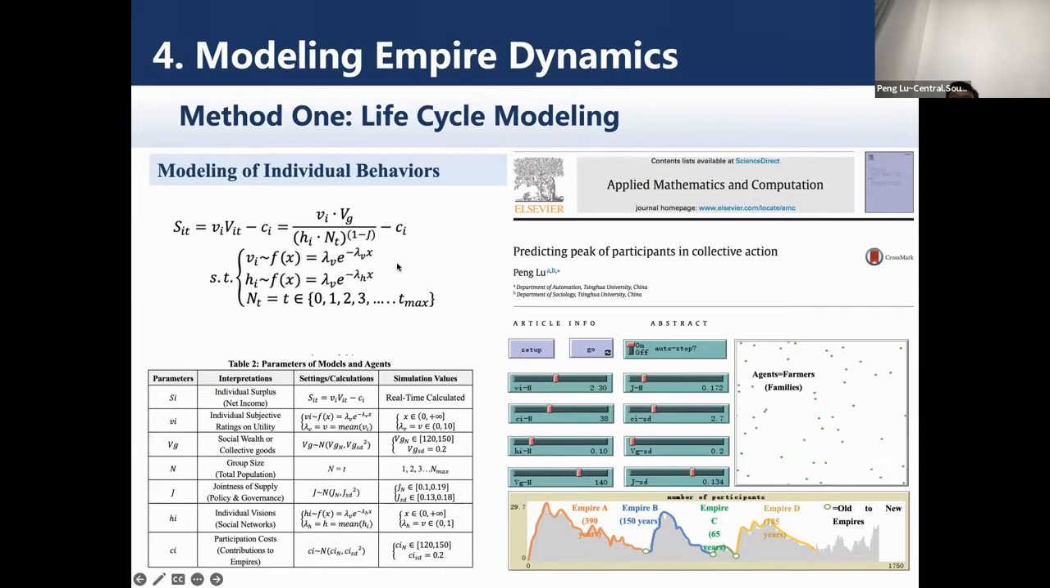We have three methods to model the empire dynamics in Chinese history. The first one is life cycle modeling. Obviously, we borrow the ideas of life cycle modeling of online collective actions. At the same time, we add some new parameters, but the fundamental formula is similar. Using the life cycle model, we manage to simulate the whole process of empire dynamics.